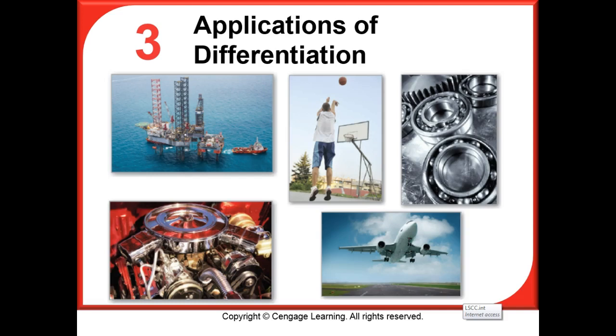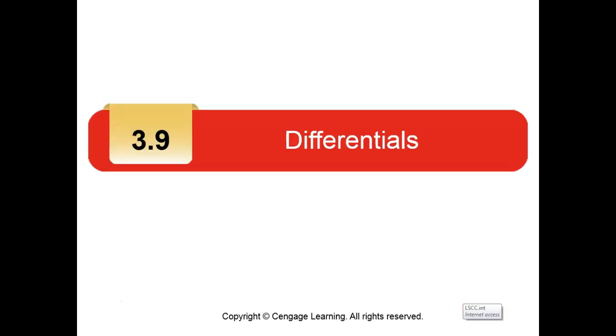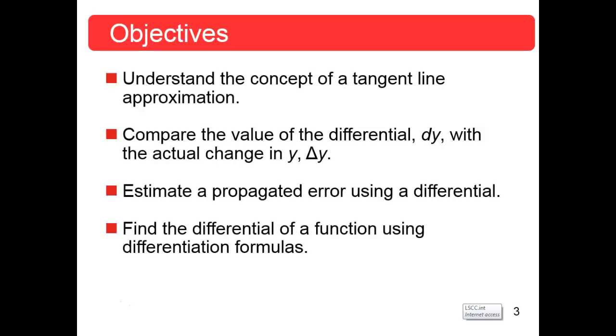All right. Chapter 3, still application of differentiation. 3.9 is going to talk about differentials. Anyone know the difference between a derivative and a differential? There's not much, okay? It's just basically how you write it. So we'll hopefully understand the concept of a tangent line approximation, which is a weird, to me, a weird way to start, but that's how they start.